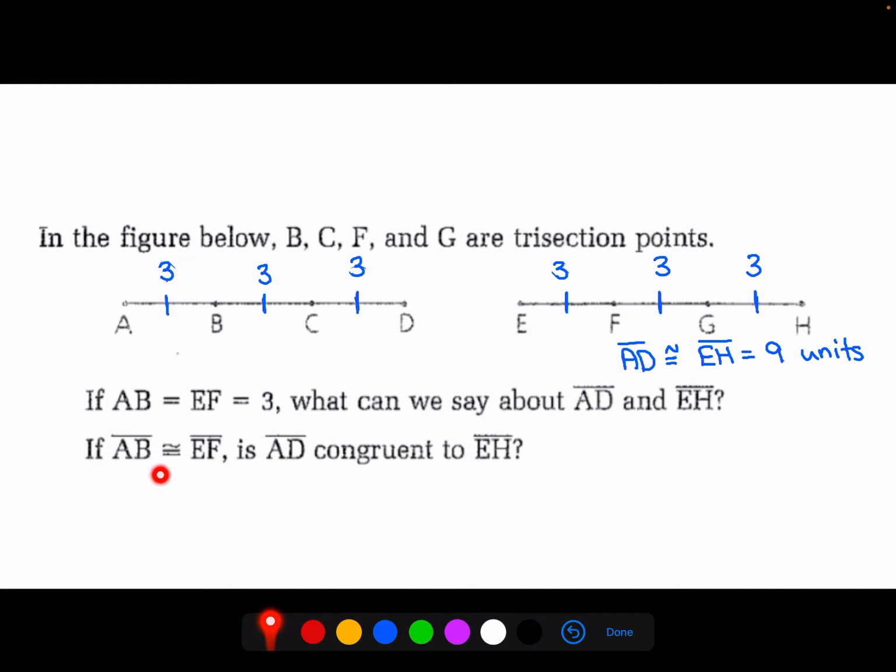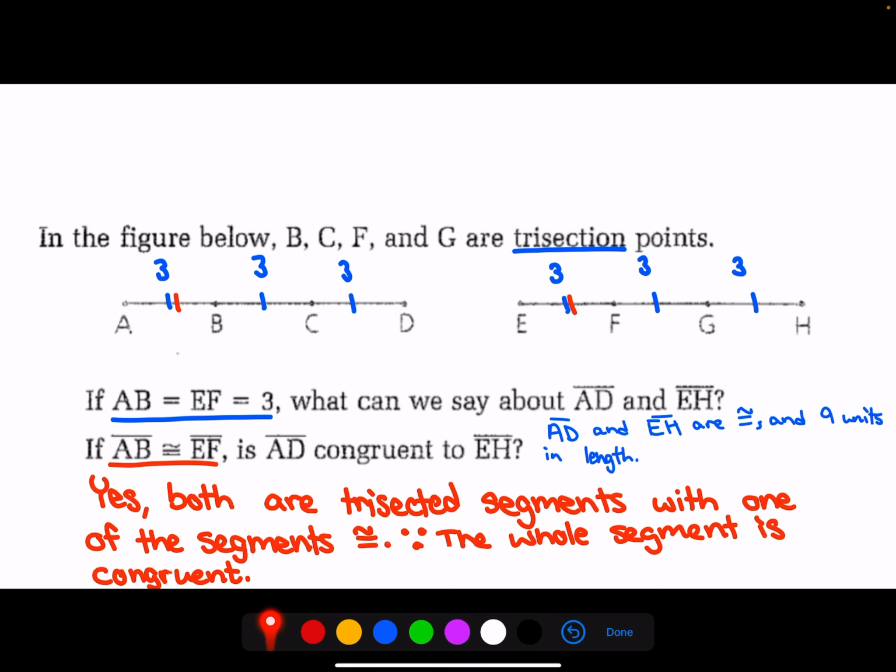If AB is congruent to EF, is AD congruent to EH? Well, the answer to this is yes. And the reason why is both are trisected segments with one of the segments being congruent, meaning AB is congruent to EF. And if that's the case, then the rest of the segments would be congruent as well. So BC would be congruent to AB and CD, which would mean that the whole segment would be congruent to the whole segment if we see those trisection points.